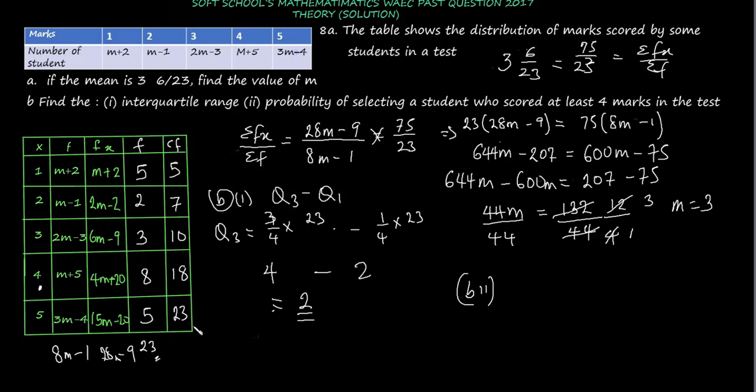So the total number is 23. We have 8 and 5, so that is 13. So the total number of students that have scored at least, not less than, 4 is 8 plus 5, that means they are 13 students. And what is the total possible outcome, which is what? 23. So that is the probability of selecting a student who scored at least 4 marks in a test.